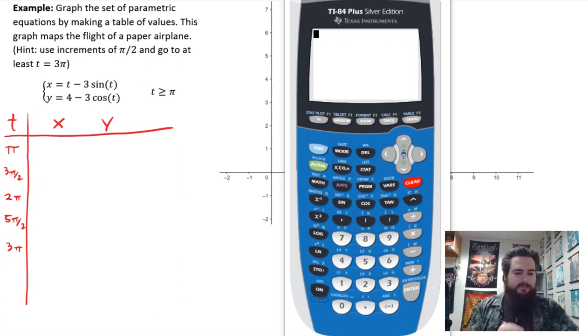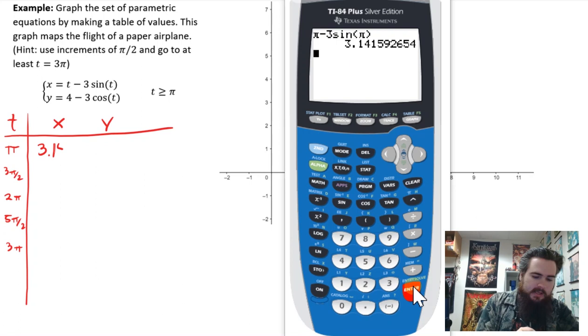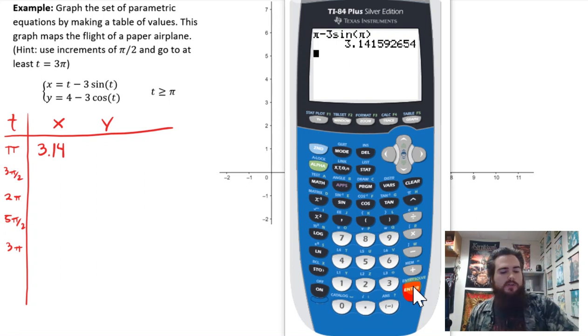Starting with pi, x is going to equal pi minus 3 times sine of pi, and sine of pi is 0, so that's just going to give us pi, or 3.14. It may seem weird that x is defined as a function using sine, but we've just in the past conventionally assigned sine and cosine to y and x respectively. And talking about parametric, you're free to really do anything.